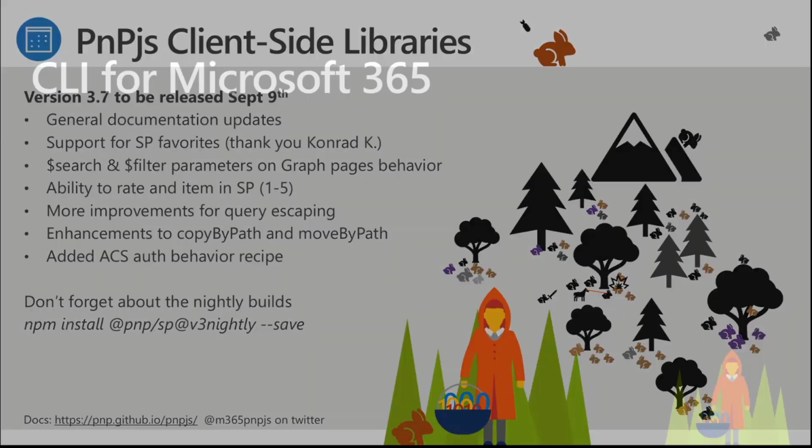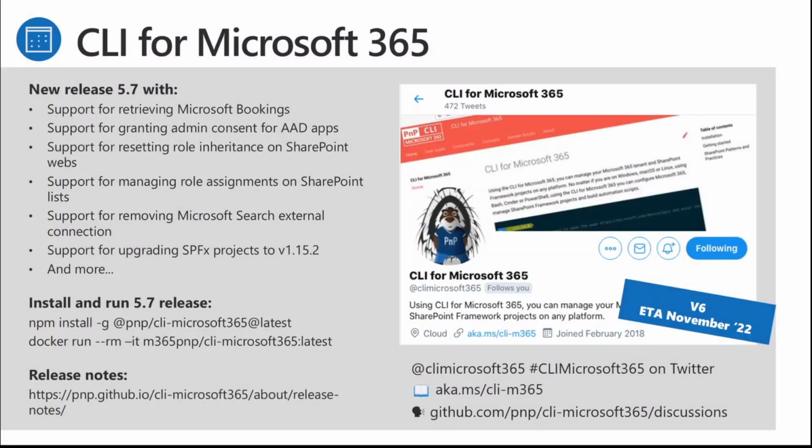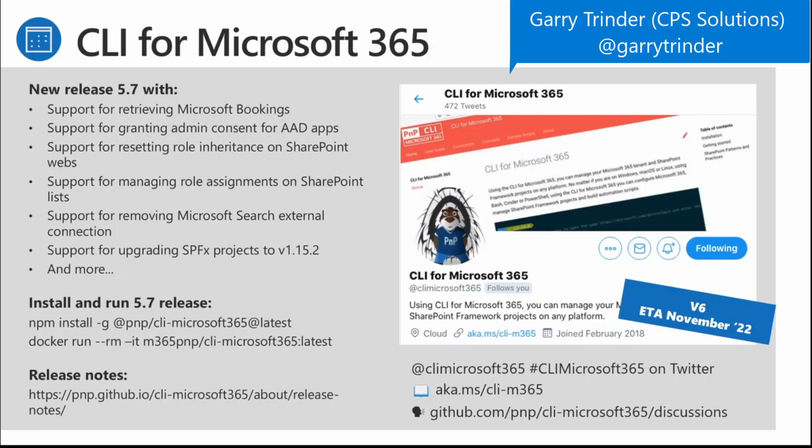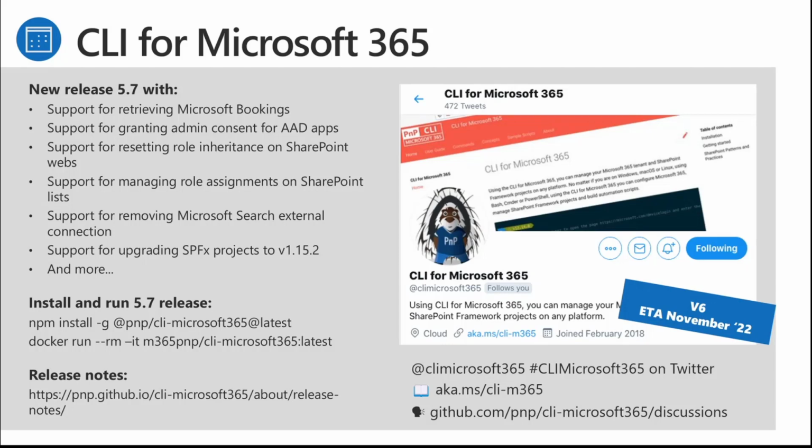And with that, we'll go to Gary for the CLI updates. Thank you very much, Patrick. So hi, everyone. We have released a new version of CLI for Microsoft 365. We have released 5.7, the back end of last month. So it's been out for about a week. So this is the roll-up of all the enhancements that we've delivered through the beta releases throughout the month. So we've added support for Microsoft Bookings, for improvements to Azure Active Directory app registrations, permissions, management in SharePoint, Microsoft Search, and also SharePoint Framework as well.